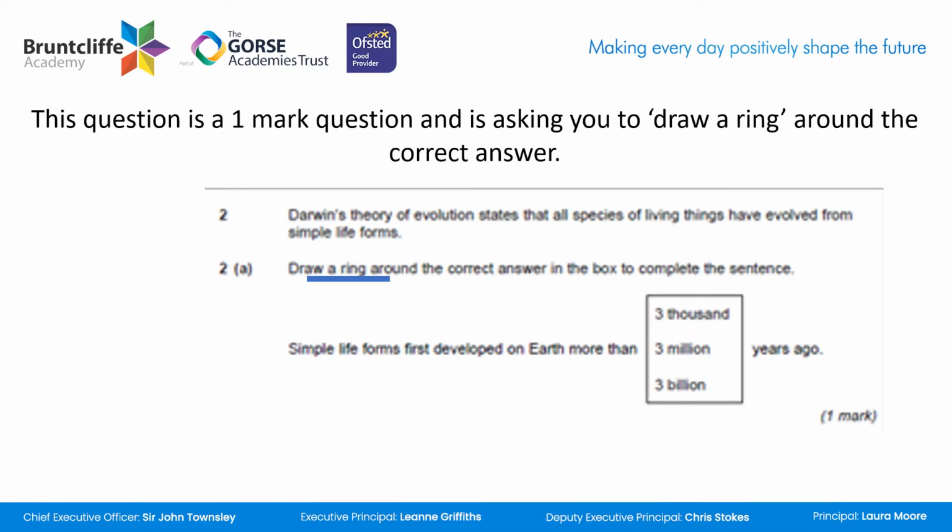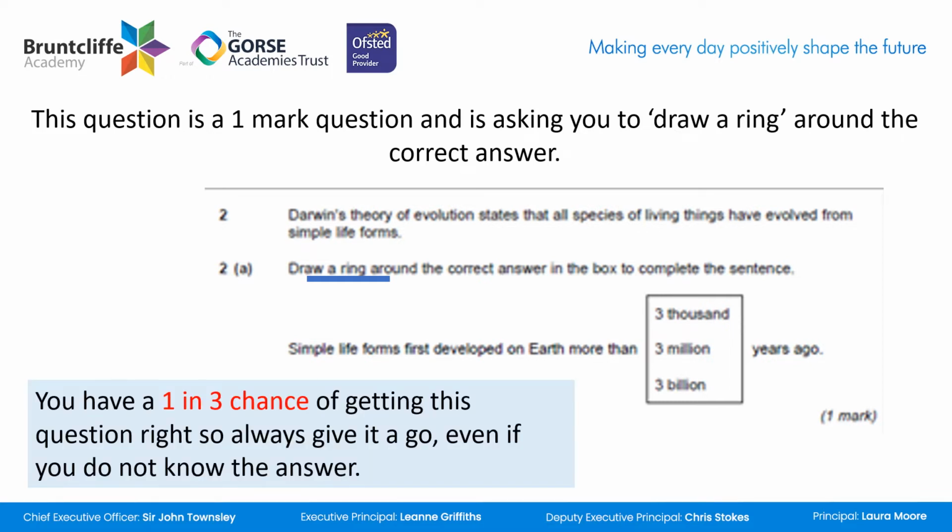You can see that I have underlined where it says draw a ring. You are given the question and you are given a choice of 3 within the box. You have a 1 in 3 chance of getting this right. Always give it a go. Even if you do not know the answer, it is like a multiple choice question.